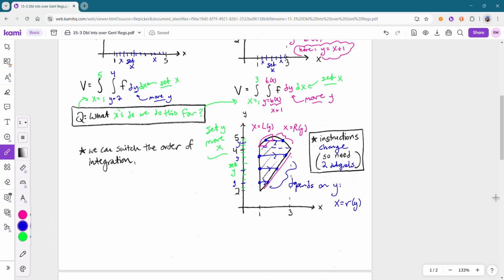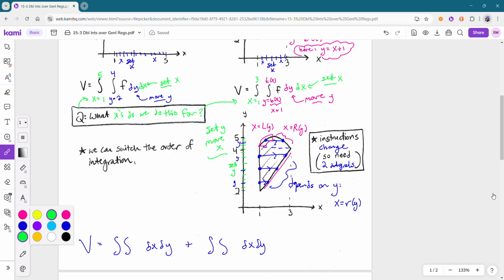Okay, now we're going to have two integrals to set this up. We are setting y, moving x, so dx is on the inside, dy is on the outside. And as always, we're just integrating our green function, whatever that happens to be.